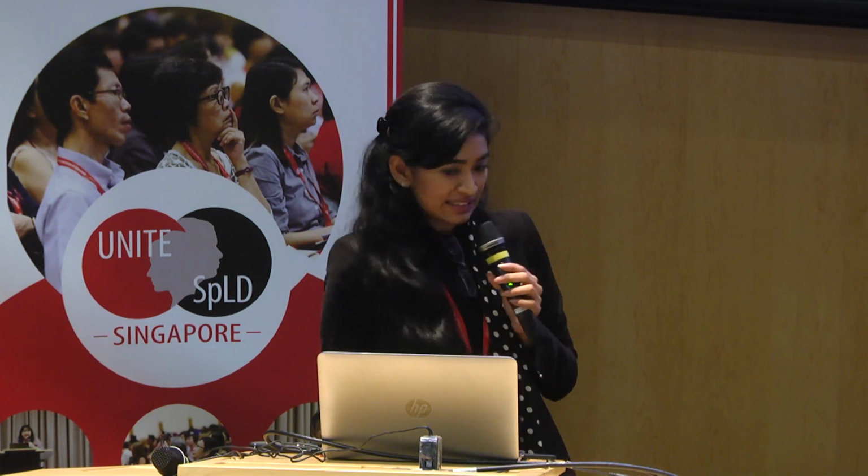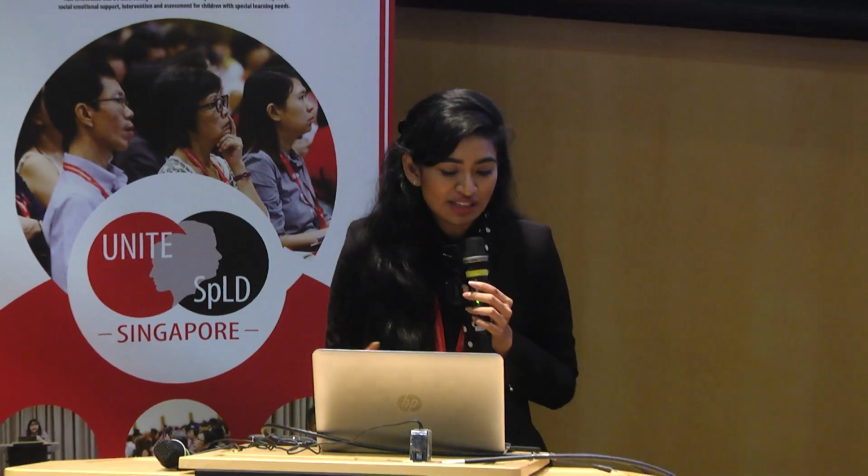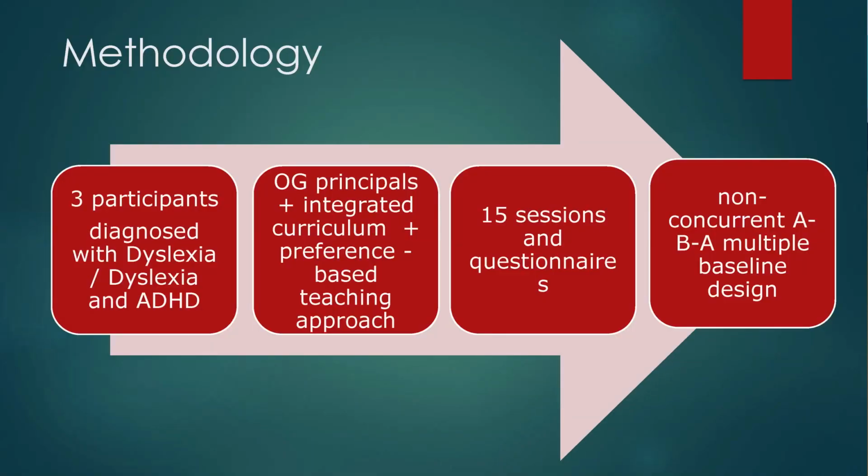This is the methodology of my study. As mentioned, I have 3 participants. I'm using the OG principles plus the integrated curriculum and preference-based teaching approach within a 9-week frame. So I have 15 sessions. The first 3 sessions are my baseline phase without preference-based teaching. The last 3 sessions are also without preference-based teaching, but the middle 9 sessions are with preference-based teaching. And for this study, I used a non-concurrent ABA multiple baseline design.